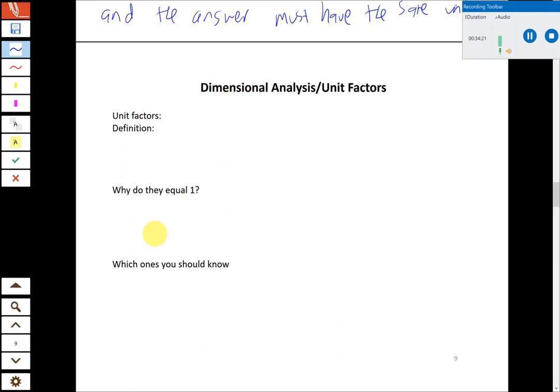So we're going to use this approach a lot in this course, so I want to introduce the basics of it now. So a unit factor is a ratio of 2 quantities that are equivalent to each other. So basically the ratio equals 1. But it's a ratio of 2 equivalent quantities, and what they're used for is to convert from one unit to another.